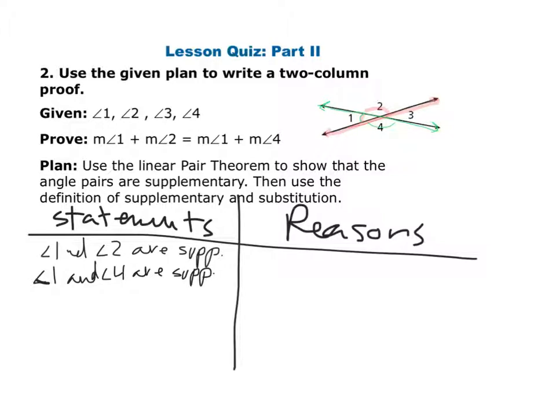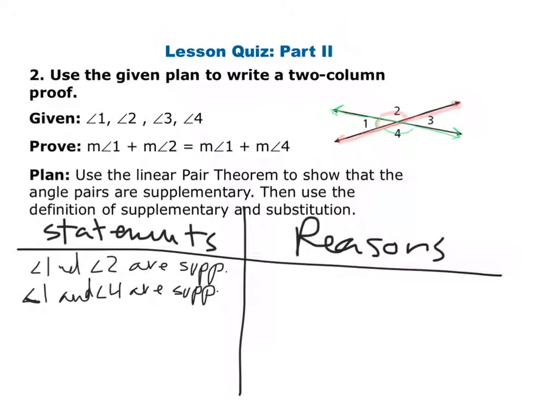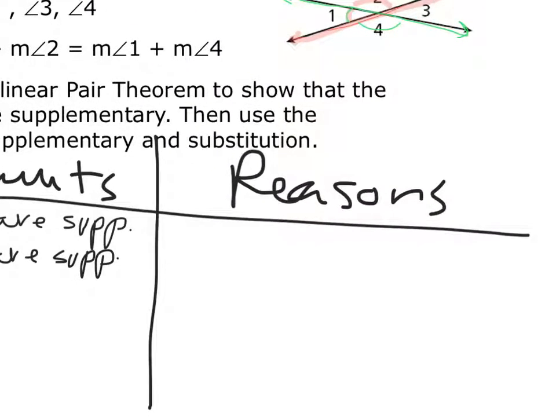Now, how did we know that they're supplementary? Because it wasn't given to us. All that was given to us was angle 1, angle 2, angle 3, and angle 4. They make straight lines, because they form a linear pair. Yep. So this is the linear pair theorem.